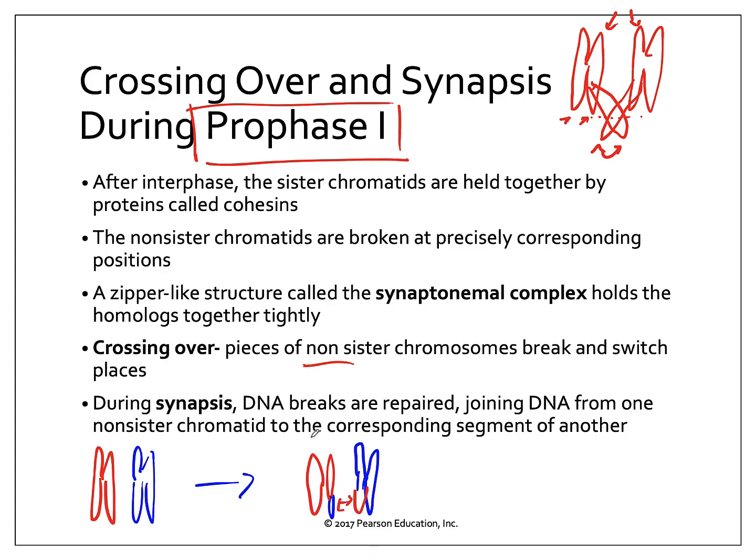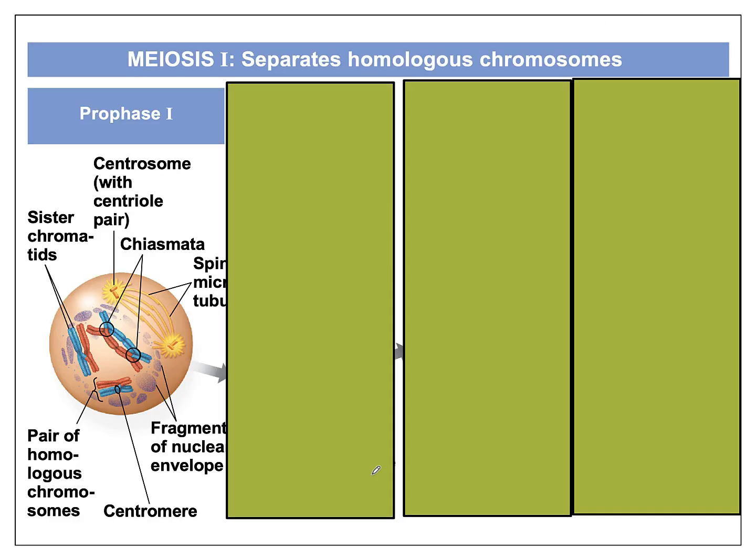And so now we have a sister chromatid that's purely from mom, a sister chromatid that's got mom and a piece of dad, a sister chromatid that's mostly dad with a piece of mom, and a sister chromatid that's completely from dad. So all 4 of these are going to create different versions of this chromosome in the ultimate daughter cells. So crossing over happens in tetrads in prophase 1.